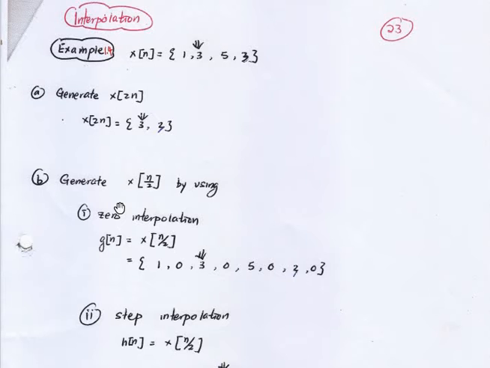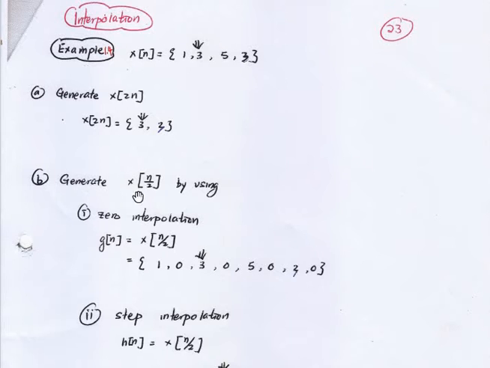Here are some examples for interpolation. Let's say you have x[n] equal to 1, 3, 5, 3. Generate x[2n]. This one is the decimation, where you reduce the sample size. So you keep 1 and 5, because of the 2n here, and you get two values only.